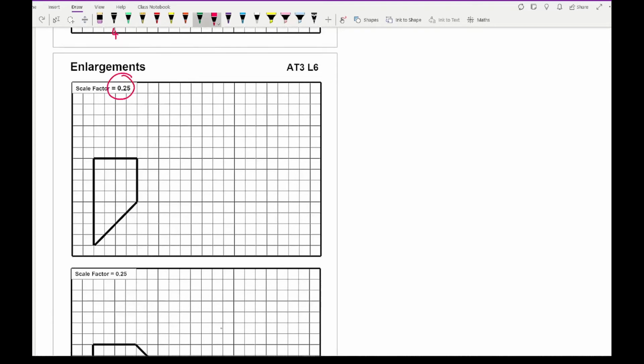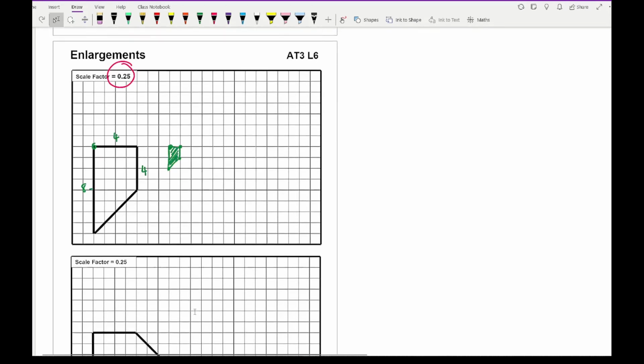Looking at this next shape, again we are using a scale factor of 0.25. I'm going to pick a starting point, this point here. This is 4, 4, and that is 8. Again, multiplying each of those dimensions by a quarter: 4 times a quarter is 1, and then 8 times a quarter is 2. And then that's going to be 1. So this shape's going to look like that.